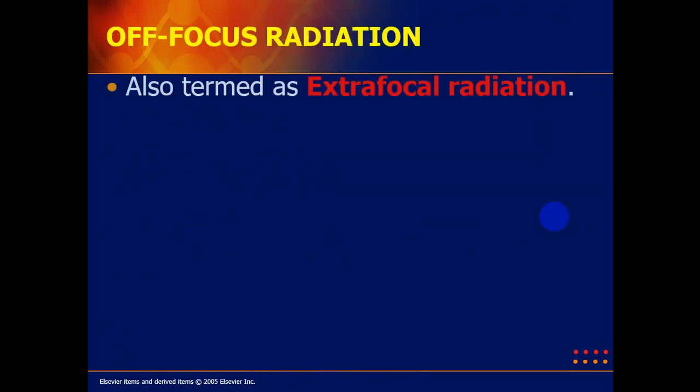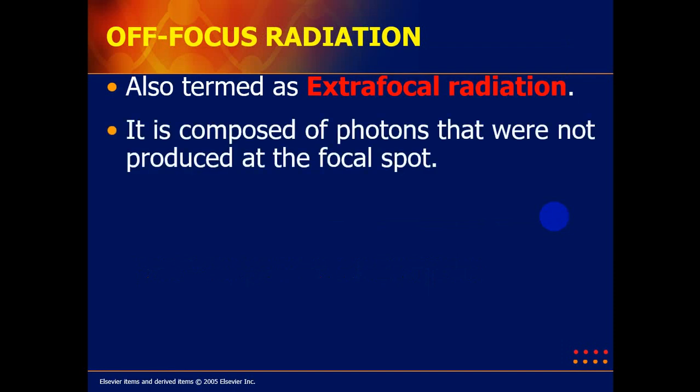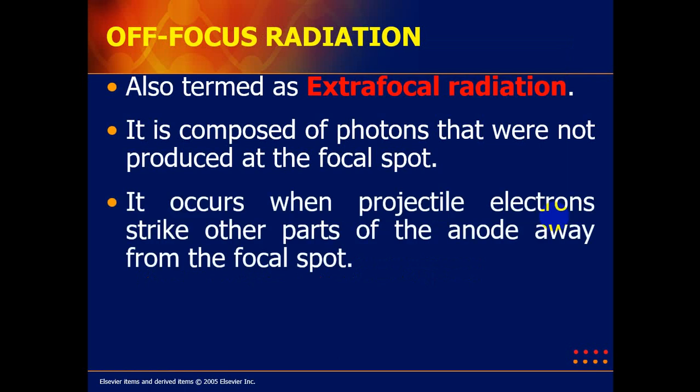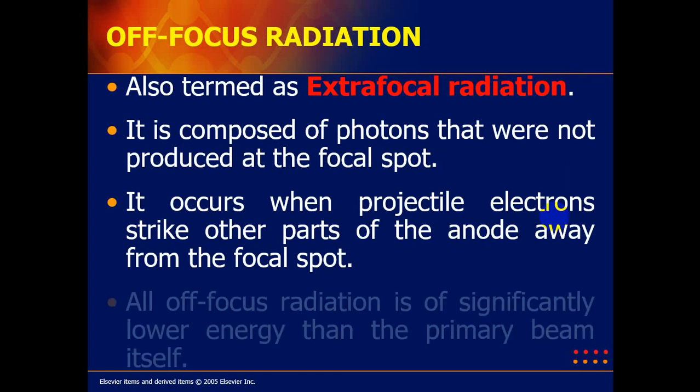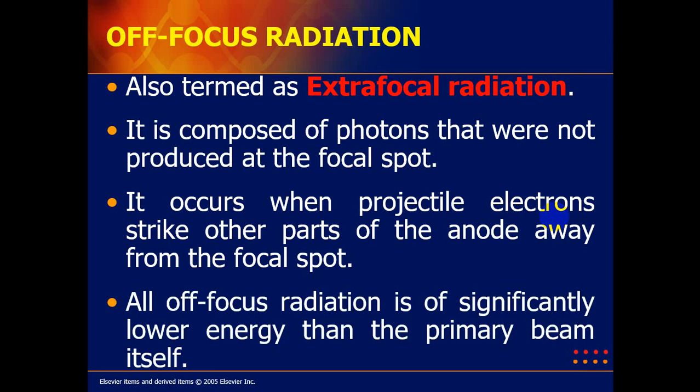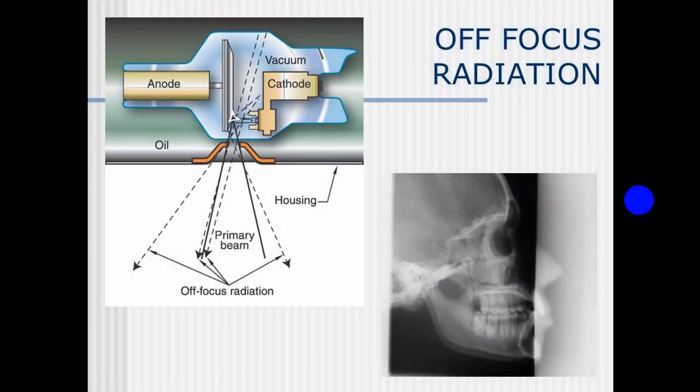Off-focus radiation is also termed extrafocal radiation. It is composed of photons that were not produced at the focal spot. It occurs when projectile electrons strike other parts of the anode away from the focal spot. All off-focus radiation is of significantly lower energy than the primary beam itself. So, this is caused by off-focus radiation.